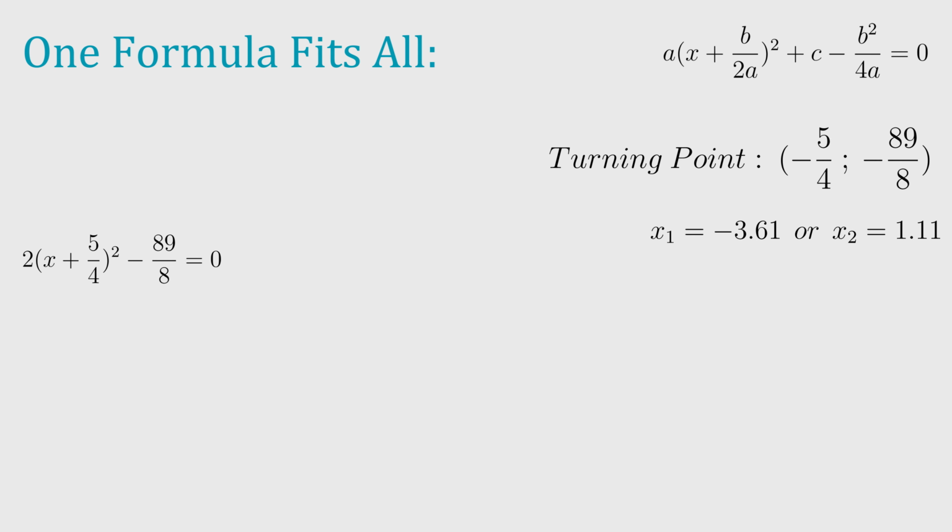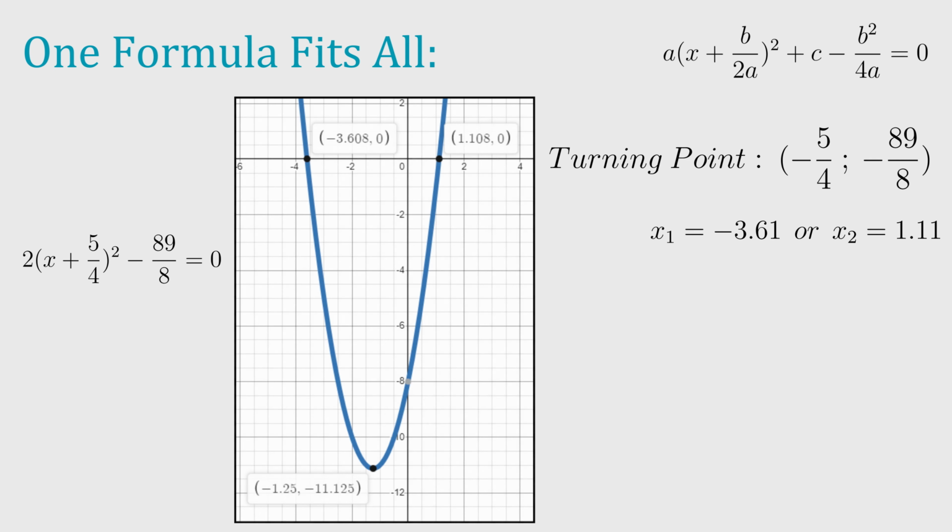You have both the turning point and the x-axis intercepts. Now you can plot your graph. Same as the previous example, the coefficient of x squared is positive, so your turning point will be the lowest point in your graph. Using this formula, you should have no problem when completing the square.